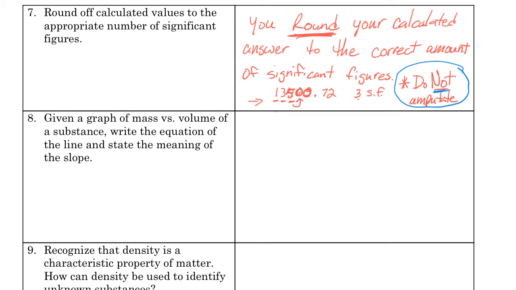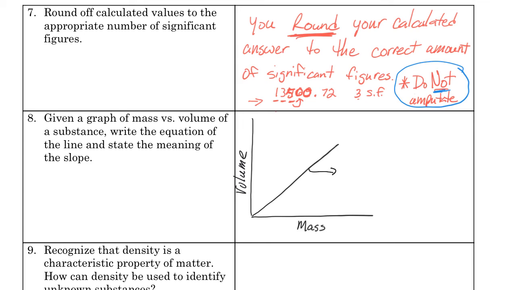All right, the next question says, given a graph of mass versus volume of a substance, write the equation of the line and state the meaning of the slope. Go ahead and draw a little line graph with the mass versus volume of the substance. And let's see what we can do. We'll just do the equation for the line, and we'll talk about which value is the slope. All right, so here's an example of a mass versus volume graph. As mass increases, the volume will increase also, because I have more space that's taken up by the stuff, which is measured in grams.